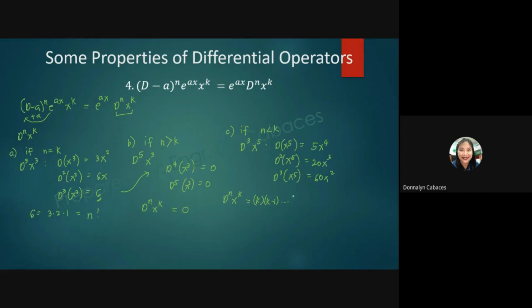Okay, so up to k minus n plus 1. So you will be taking the consecutive product of k times k minus 1 up to k minus n plus 1, and then multiplied by x to the k minus n. Okay? So that would be the general formula, so that you need not do the long process of taking the nth derivative of x to the k.